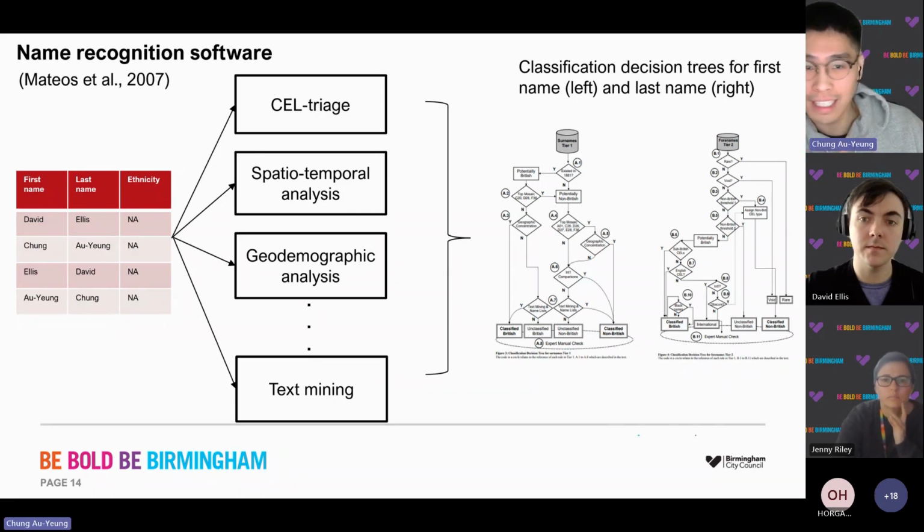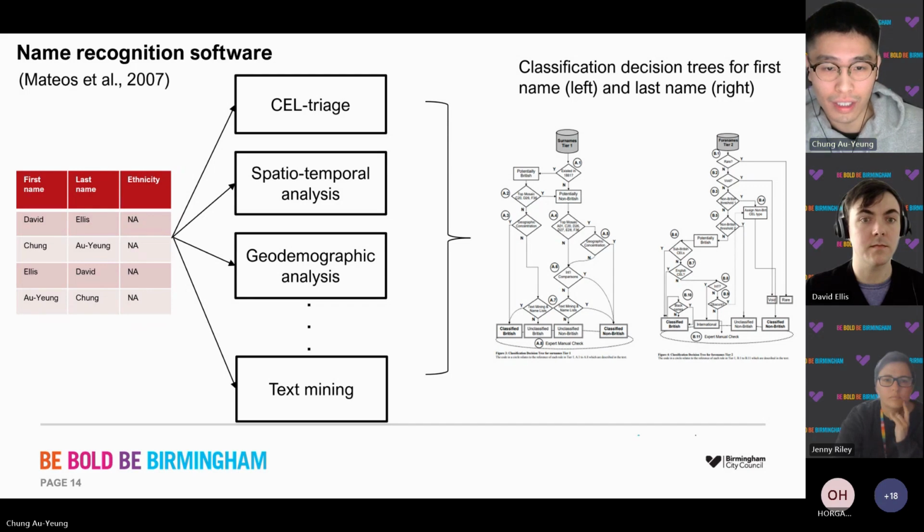One example is that if the name David is put into the decision tree classification, then David will be classified as British if most of the Davids also have a British last name. The next technique is spatial temporal analysis. I'm not going through demographic analysis. Then text mining. Text mining is all about analyzing the components, the letters, of your name. For example, if your first name consists of letters like A, B, D, then you may be classified as more likely of Muslim origin from the classification tree.